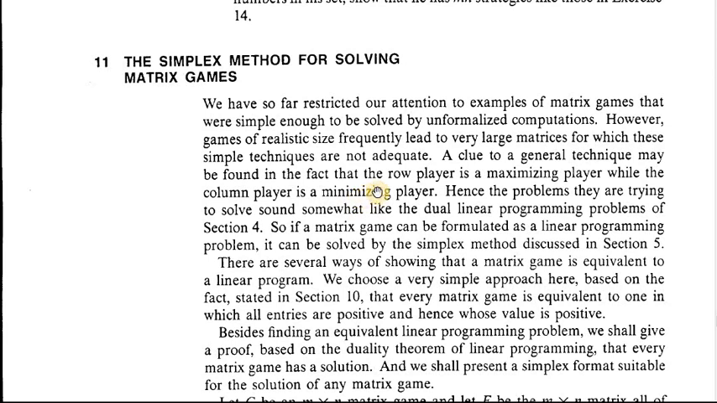Now, here it says a clue to the general technique may be found in the fact that the row player is a maximizing player while the column player is a minimizing player. The problems they're trying to solve sound like dual linear programming problems. It certainly does. You have one person maximizing, one person minimizing, and they turn out to have the same answer. And in fact, this is exactly a special case of a dual linear program.